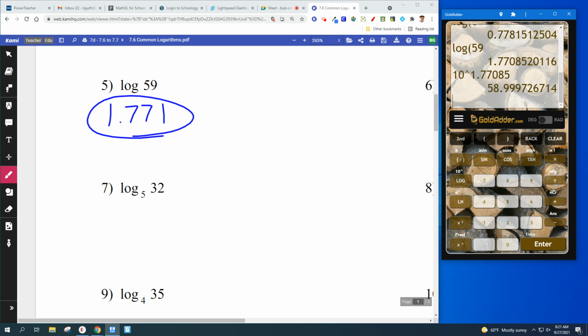So here's what we have to do. We have to do something called the change of base, and this is important. If you don't do this, you're going to get pretty much every problem wrong. Change of base formula.